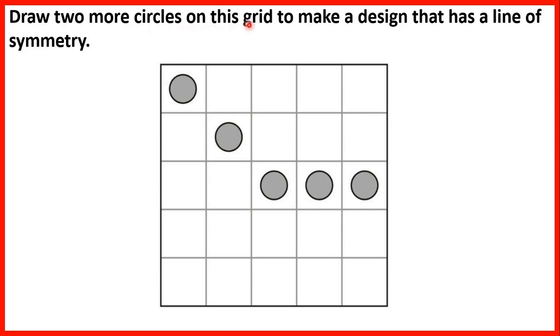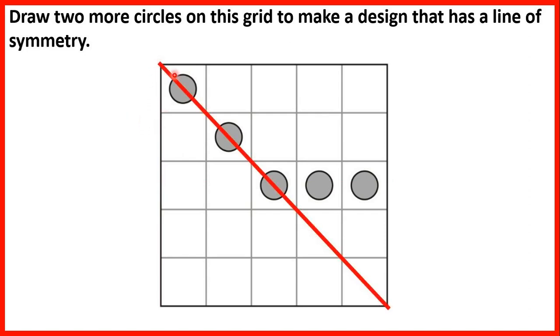Draw two more circles on this grid to make a design that has a line of symmetry. So a line of symmetry is a mirror line. That's where you can draw a line down the middle and have the same reflected on both sides. So if we draw a horizontal mirror line or line of symmetry, then we can see that we need to draw a circle in this square here and in this square here, so that we have the same reflected on both sides. Or there is another possibility.